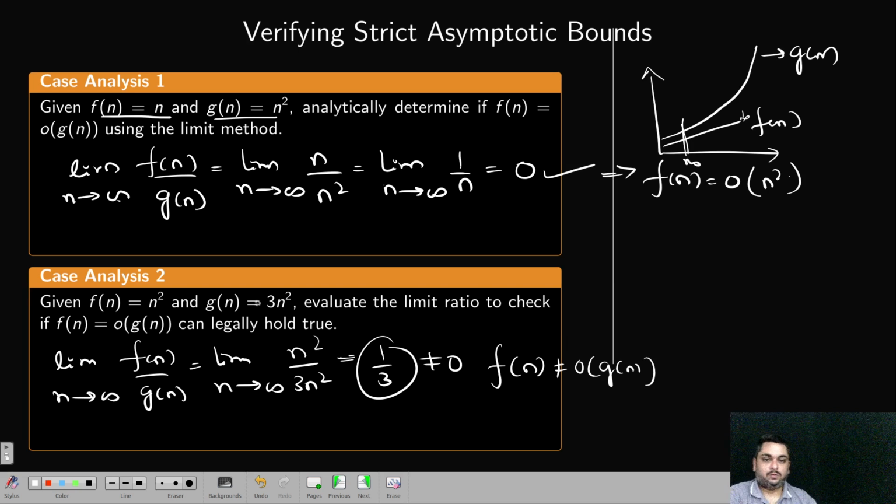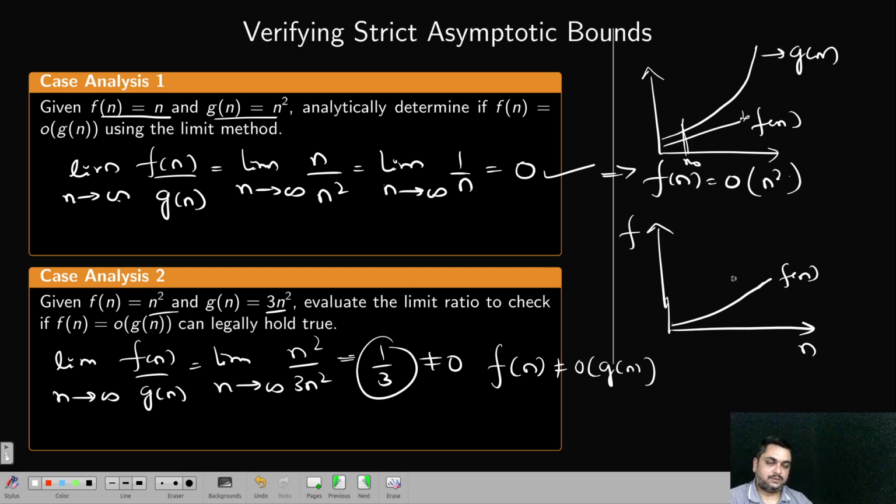Why? Because 3n square belongs to the same quadratic family, so their order of growth is not so different. If I take f of n, it goes something like this: 3n square. This is n square. This is 3n square. Because n square is the dominant term, as you already saw in the analysis framework, constants are ignored. So g of n is something like this: c into g of n, 3 into g of n. That is the reason. There is not much difference because they belong to the same family. That is the reason the limit is not 0. Hence, we cannot define this as little o.